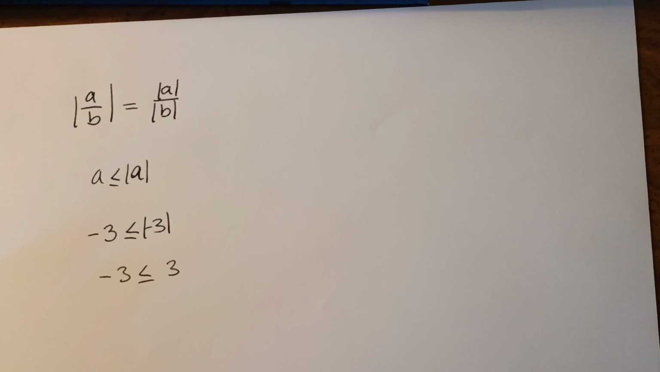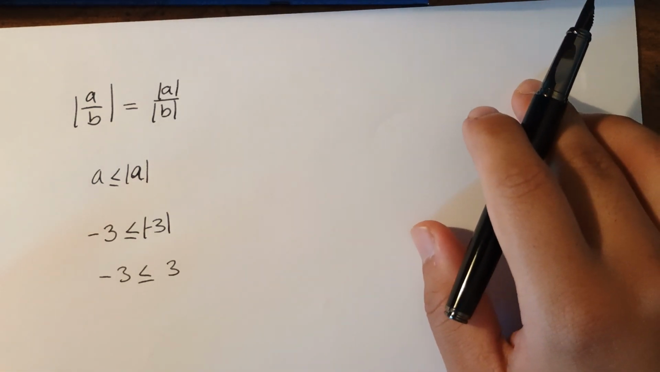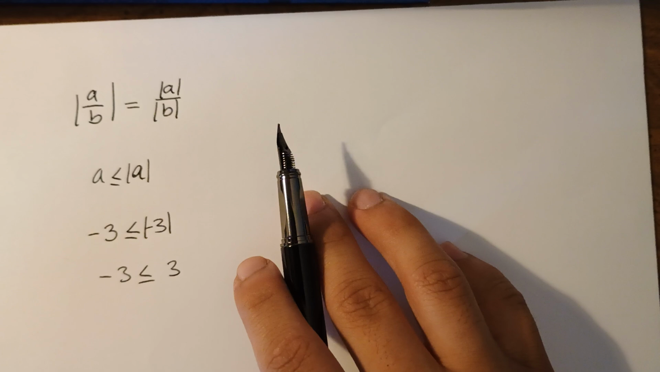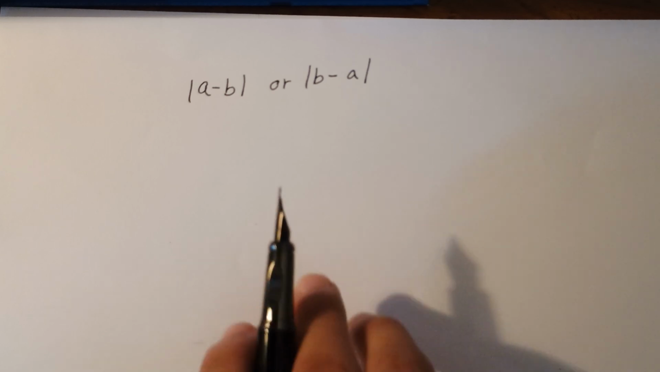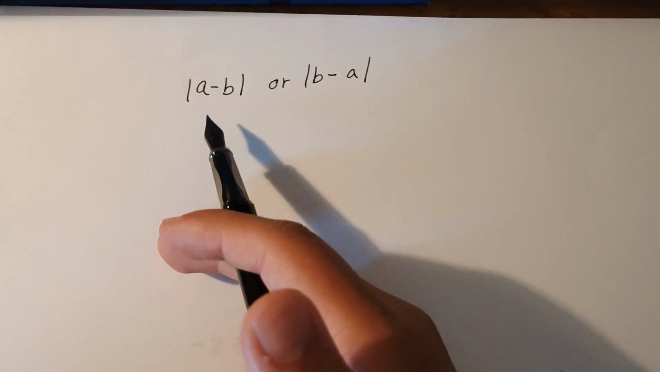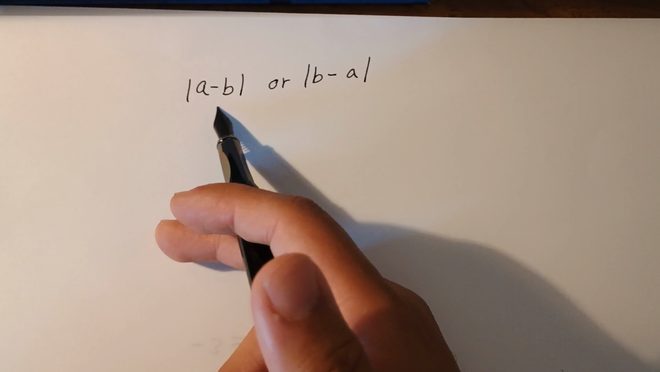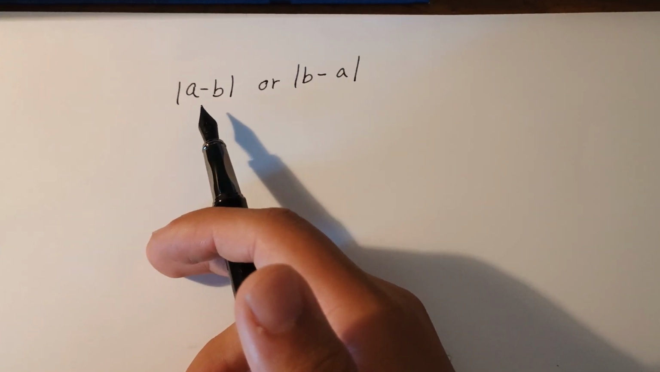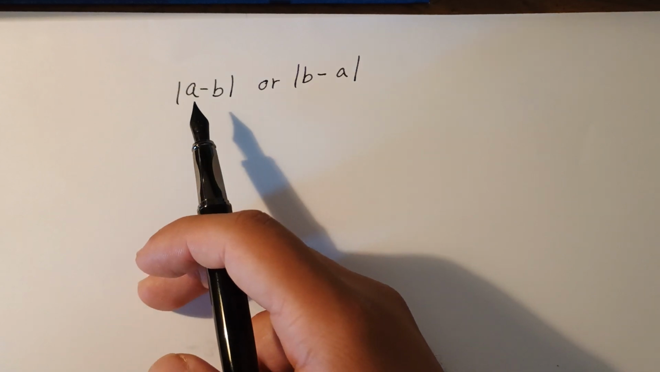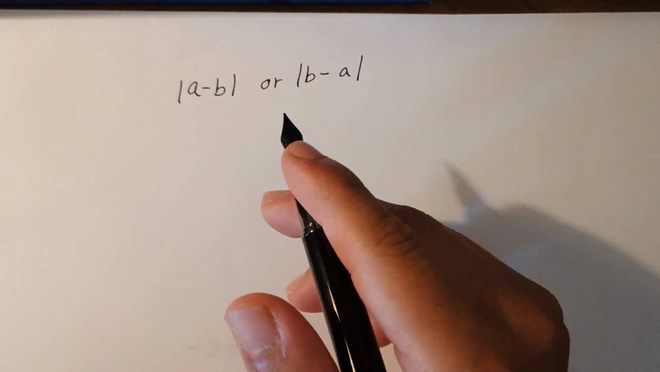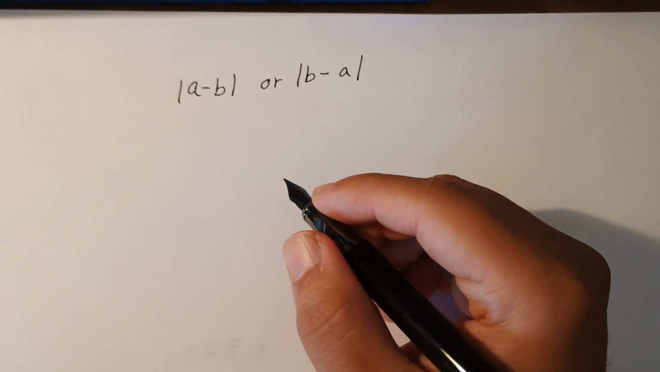Next, I'll be talking about how to find the distance between 2 points using absolute values. So this is the formula, I guess, you can remember when we're finding the distance between points A or B, right? So these will give you the exact same answer, the distance between these 2 points on a number line.